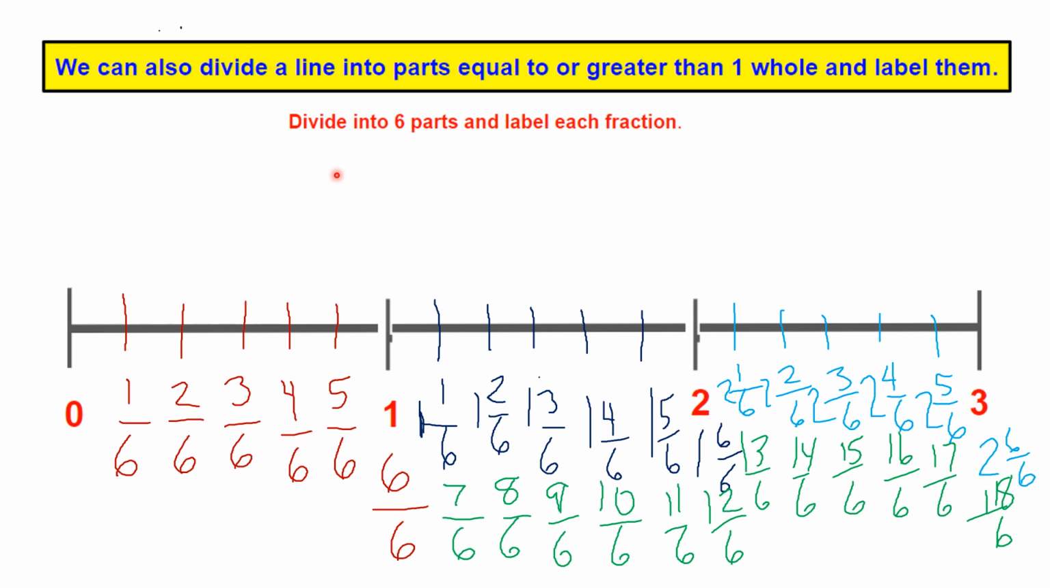So you can see that we divided the line into 6 parts and we labeled each part of the fraction. From here to here was under a whole. Now we started a whole, and then we started that mixed number: a whole and a proper fraction, which makes up our mixed number.